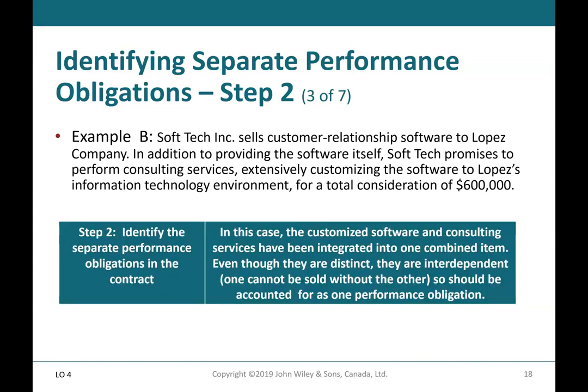Step 2, identify the separate performance obligations in the contract. In this case, the customized software and consulting services have been integrated into one combined item. Even though they are distinct, they are interdependent. One cannot be sold without the other, so should be accounted for as one performance obligation.